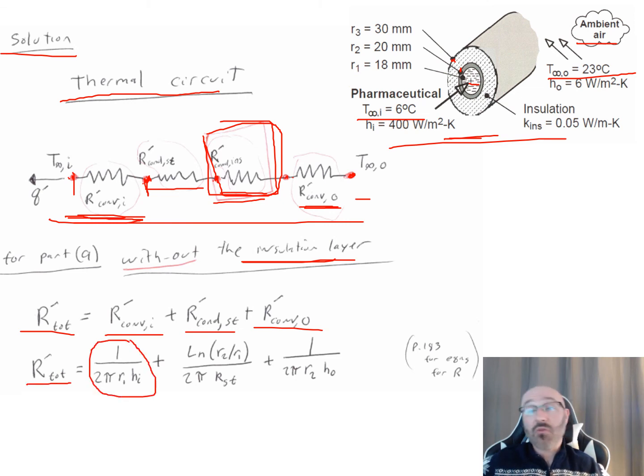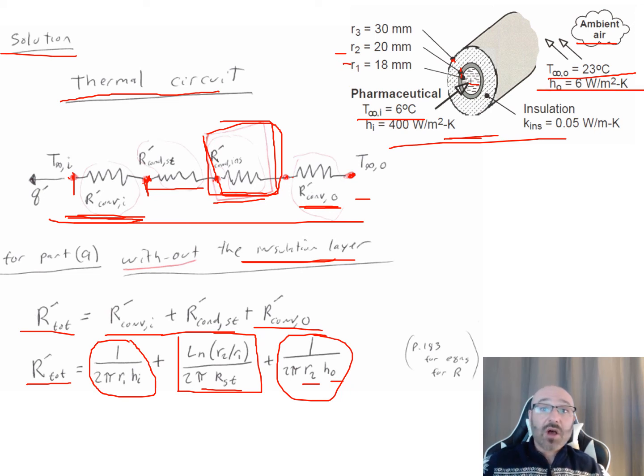If we plug in our correct variables, we have 1 over 2 pi Ri Hi. Then for our conduction term right here, we have the natural log of the ratio, which is R2 over R1 for our steel. Make sure, again, we're using the right ones for that. Divided by 2 pi times our k value, the thermal conductivity of steel, which is what we looked up from our table in the back of the book. Plus now we have our convection term over here at the end, which is 1 over 2 pi R2 H naught. Again, pay attention, we're not dealing with the inside, so this right here is our outside, R2, H naught, for our value for our ambient air temperature. So this comes from page 183 for equations for R, relating back to your textbook.